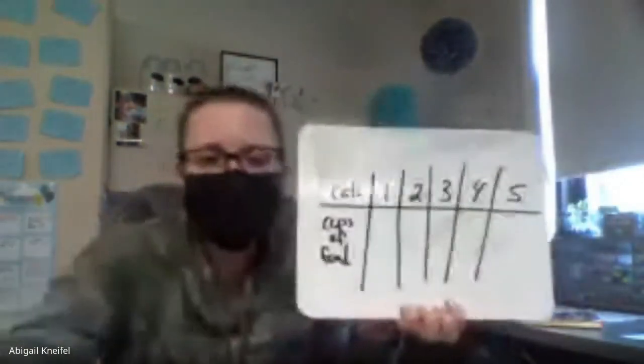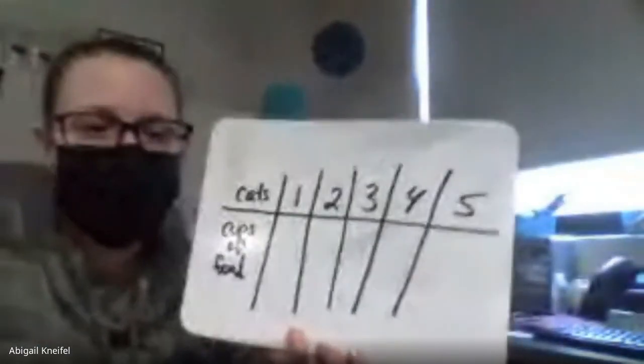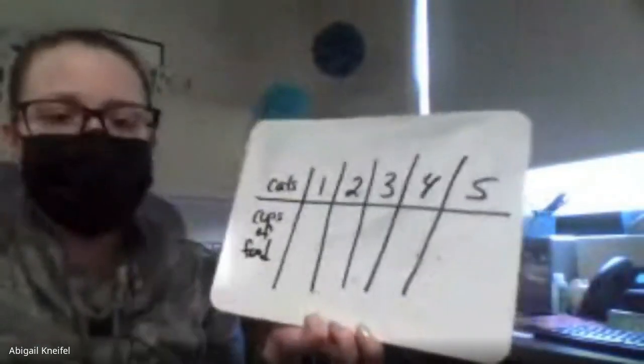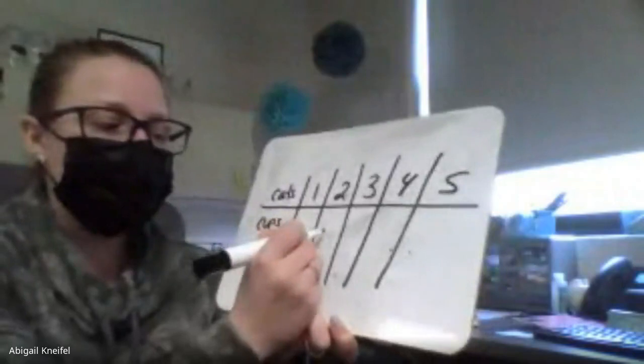Cats. Hold on. Mrs. Kneifel is making a little graph here. All right, so I got some cats here, okay? Pretend I got 1 cat, 2 cat, 3 cat, 4 cat, 5 cat. And this says cups of food. So 1 cat needs 2 cups of food. 2 cats, well, if 1 needs 2, then 2 would need 4.